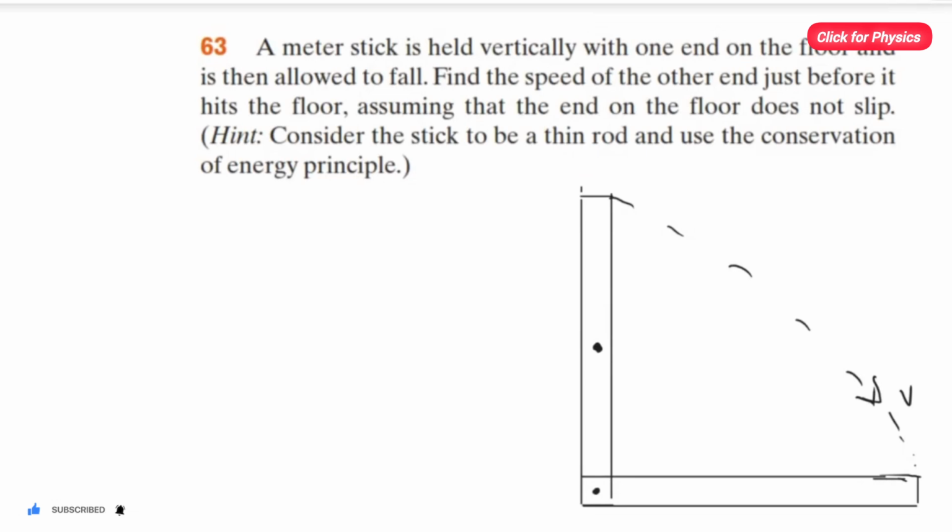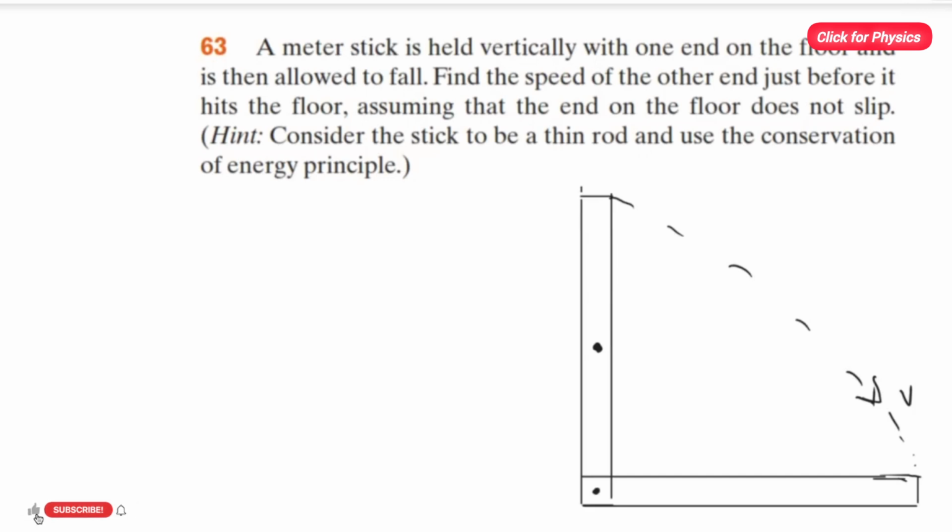And you have to see the hint. Consider the stick to be a thin rod. Why do they mention thin rod? Because we have to use the formula for moment of inertia for the thin rod. So you have to consider this is not a meter stick, you have to consider this stick as a thin rod. And then, for finding the speed, we have to use the conservation of energy principle.